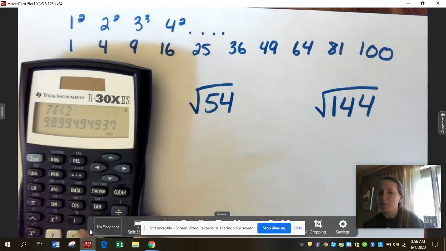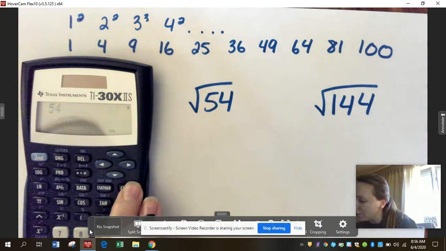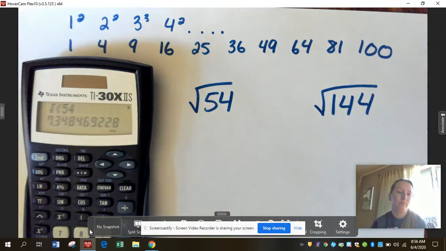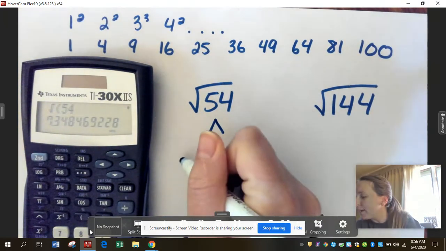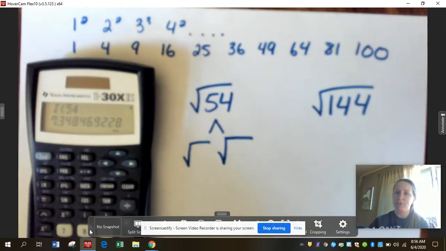So let's go ahead and look at the next one, square root of 54. First thing I want to do is make sure that it doesn't just get me a pretty number. So I'm going to go ahead and take the square root of 54. It does not. It gets me a giant decimal, so I know that means I want to break it down into 2 square roots. It's the same process each time.